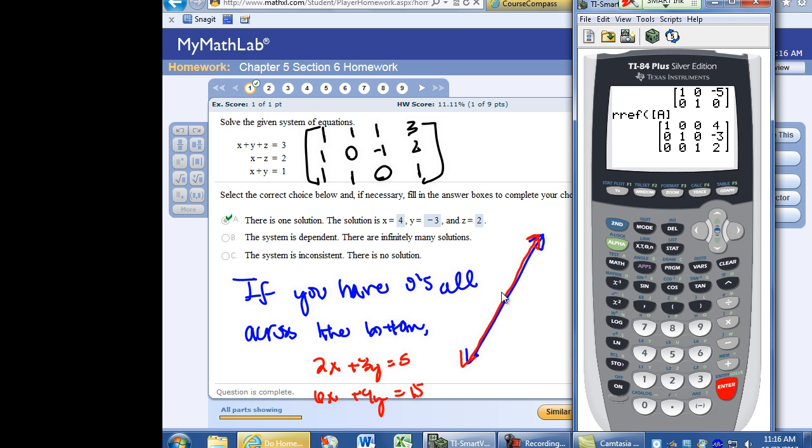So if one line lies on top of the other line, then that means there are an infinite number of points where this line intersects, because every point that's on the first line is going to be on the second line. That means you have a dependent system and there are infinitely many solutions.